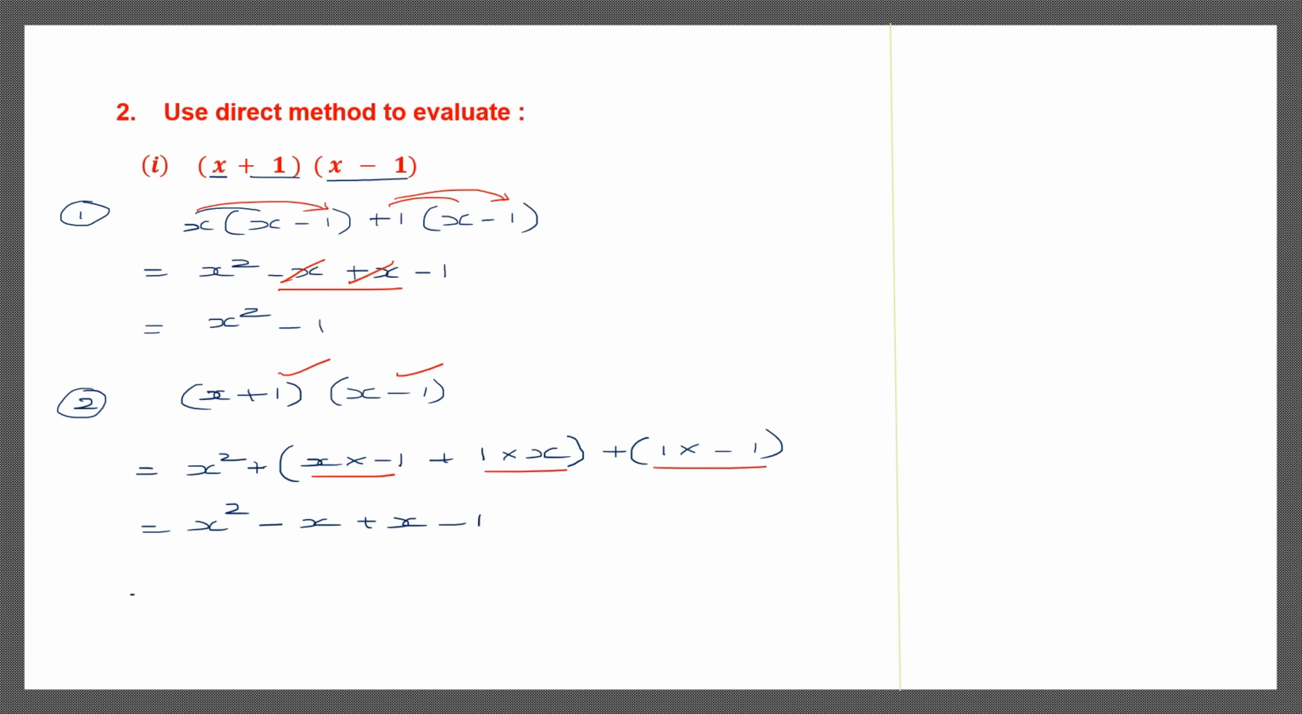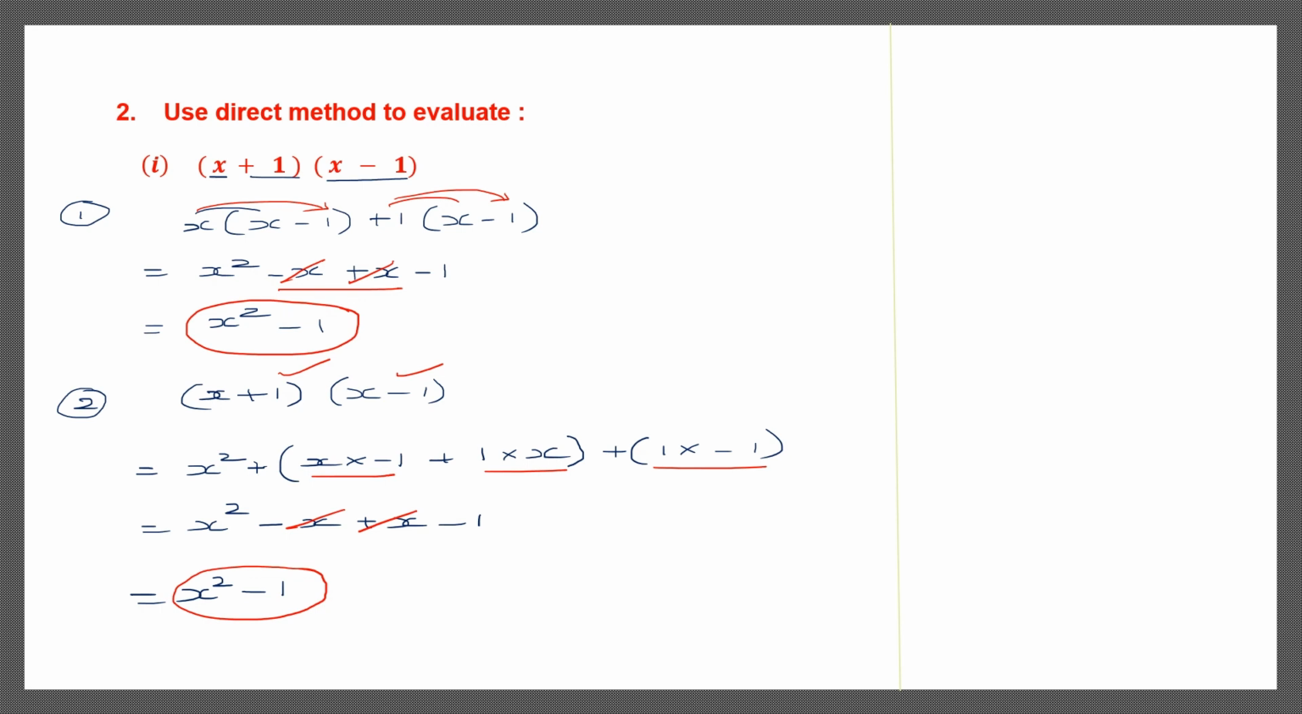And here let's work out. So this is x square. Then minus x plus x will get cancelled. So what is left is minus 1. So as you can see, the answer that we have here is x square minus 1. Here also we have x square minus 1. Both are the same. Now let's try the third method.